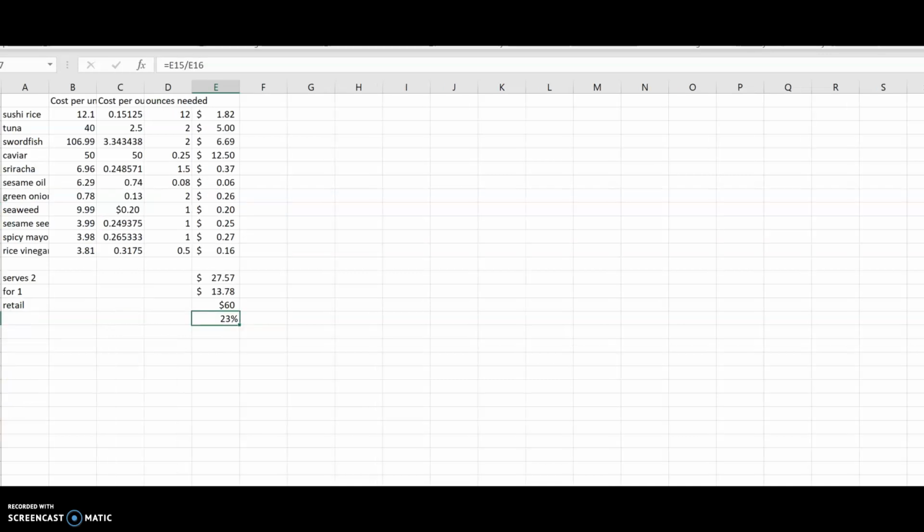I have here a tuna roll where I looked up all of the different things. And this had caviar, so that was more expensive. But I was selling the roll for $60, and it only cost me $13.78 for one serving. So that was a 23% food cost. Again, taking the cost, $13.78 for one serving, divided by the selling price for one serving. So $13.78 divided by 60.